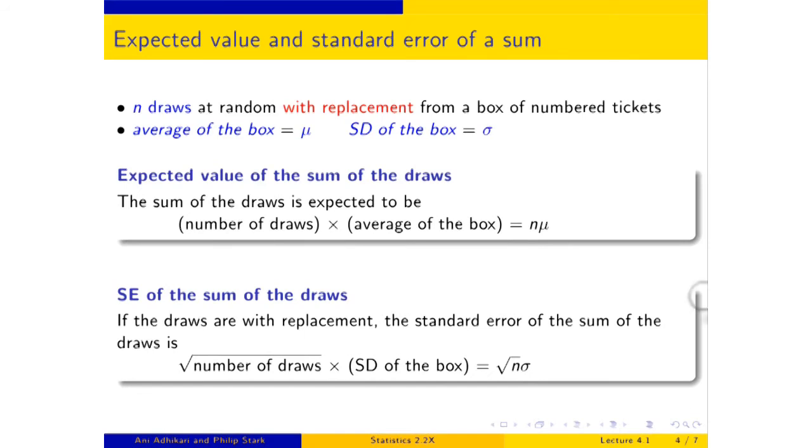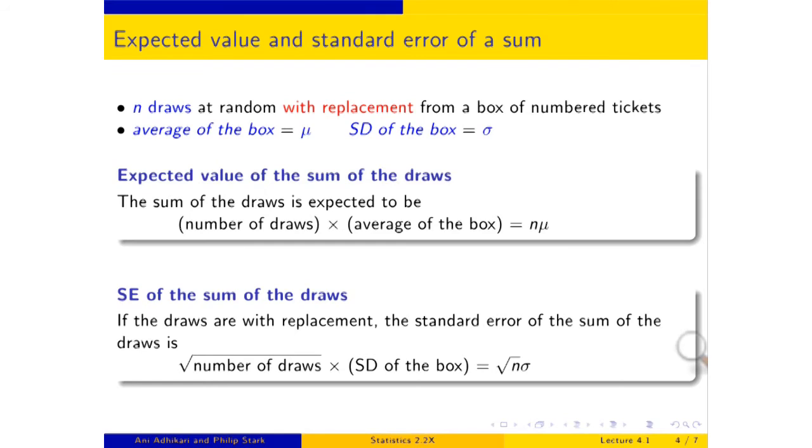So in the end, what's the summary? You've got draws at random with replacement from a box. You know the average of the box, you know the SD of the box. You expect the sum to be number of draws times the average of the box, give or take square root of the number of draws times the SD of the box. Now, I haven't proved this result by any means, and I'm not going to prove it here.